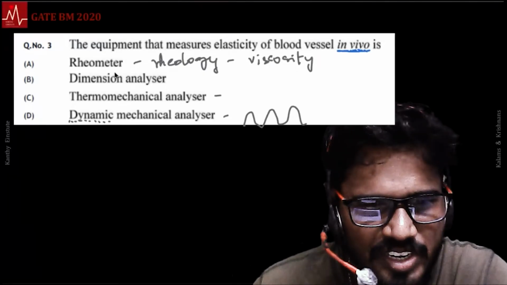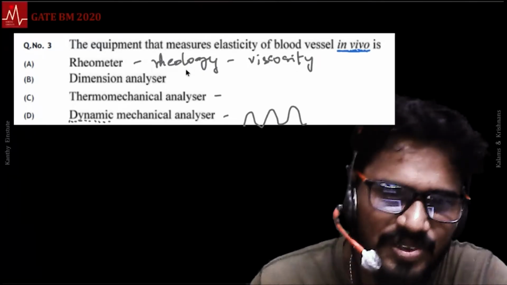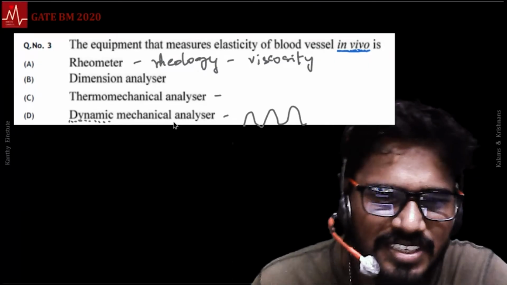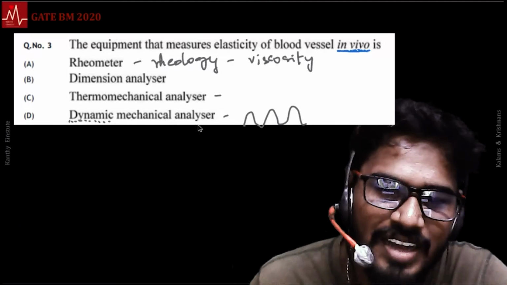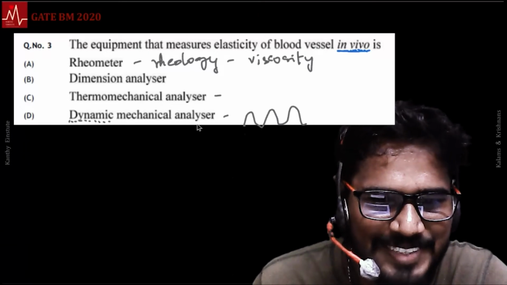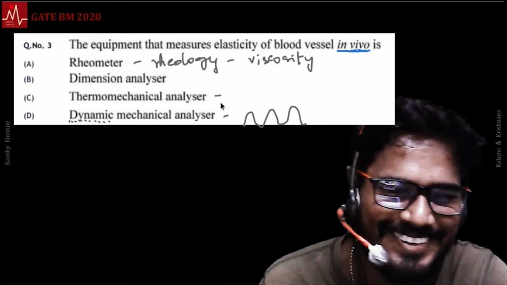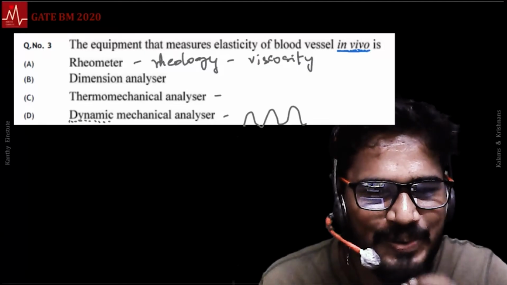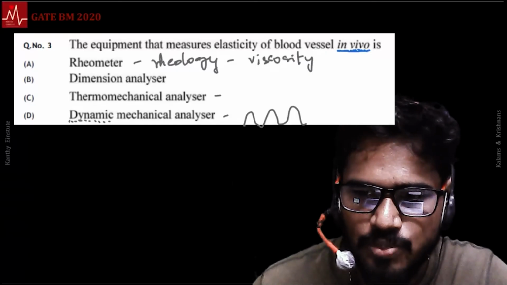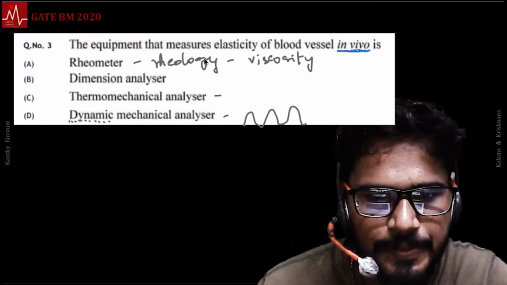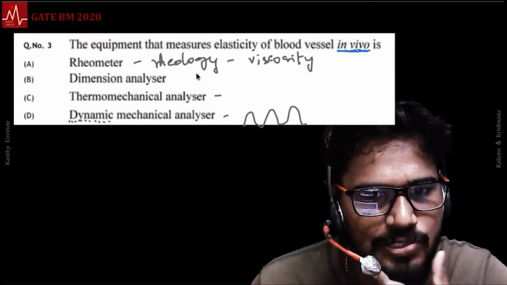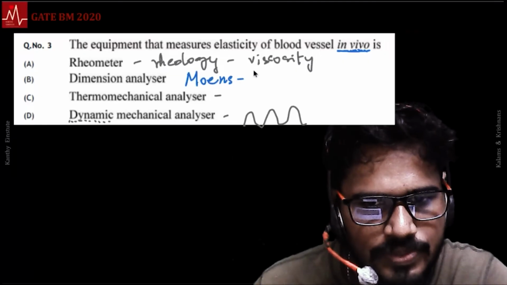You're not going to use a rheometer inside an artery or something like that, surrounding the artery typically. Thermomechanical analyzer, again, not the place. Dynamic mechanical analyzer, actually you can do some sort of advanced ultrasound to get mechanical properties. You can put a catheter, get some kind of sound data and all that, and analyze and get some mechanical information. But what they're expecting you to know here is there is a way to measure pulse wave velocity, after Bramwell-Hill.